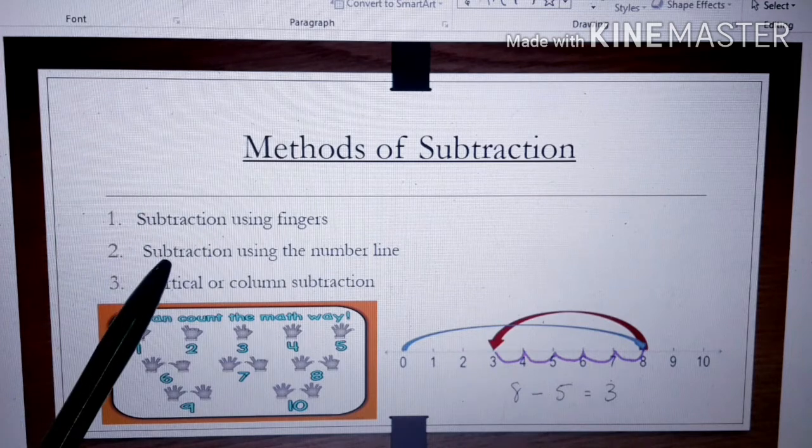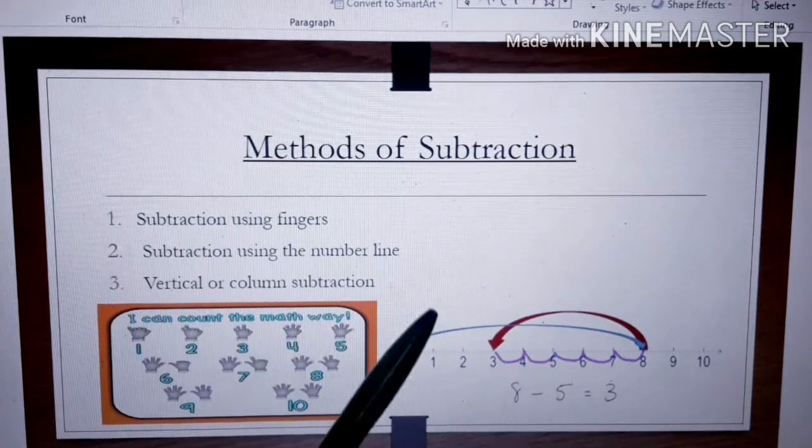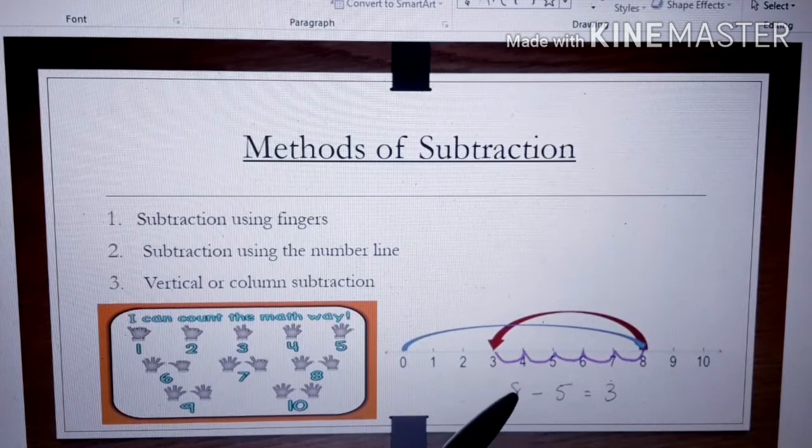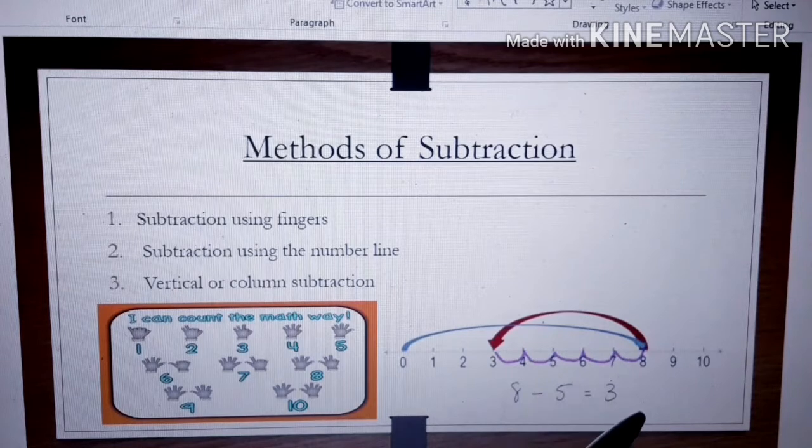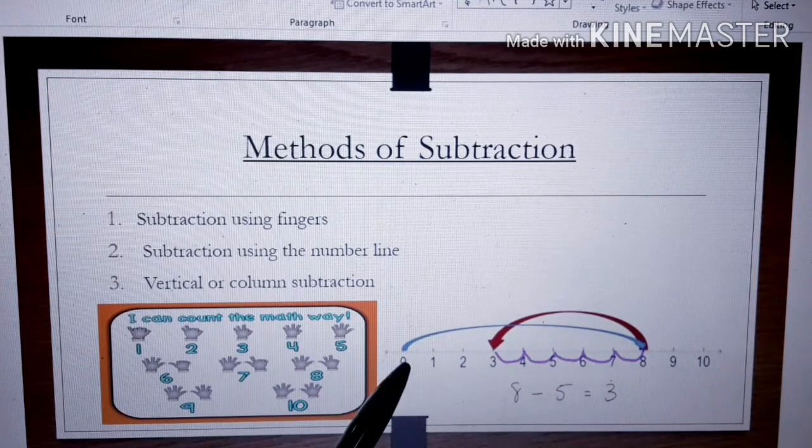Next method of subtraction is subtraction using the number line. Suppose the question is 8 minus 5. 8 minus 5 is equal to 3. Show it on a number line. Okay. So how can you show?